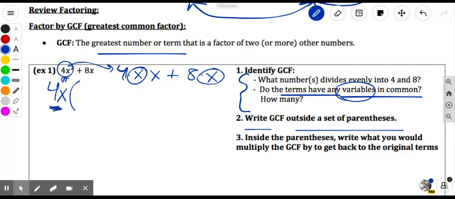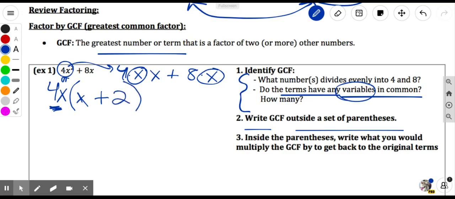And now inside the parentheses, you want to write, what would I multiply 4x by to get back to 4x squared? I already have a 4, so I don't need that, but I do need another x. And so notice that 4x times x would give you 4x squared. And then we want to think about 4x times what would give me 8x? Well, 4 times 2 gives me 8. We don't need another x. And so that would be your answer.